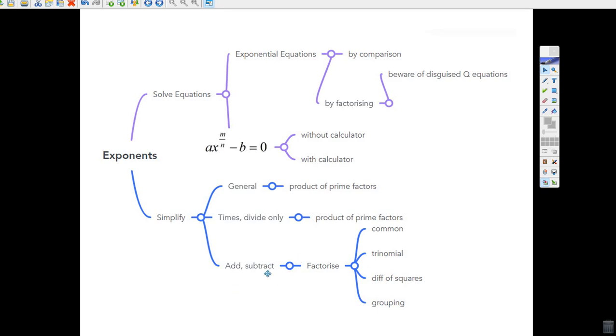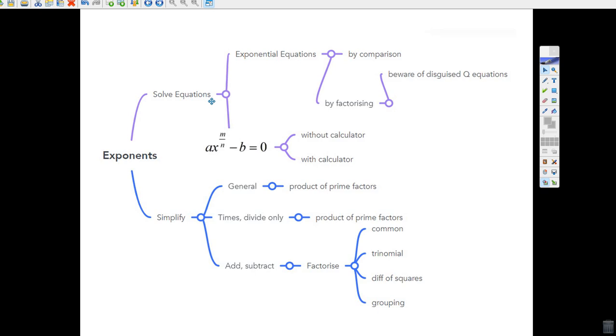But if you see a plus or a minus, then the trick is to factorize. You look for something like 2 to the x power or 2 to the 2x power. You look for it in 2 or 3 things and you factor it out. And you might have to use all 4 types of factorizing to do it.